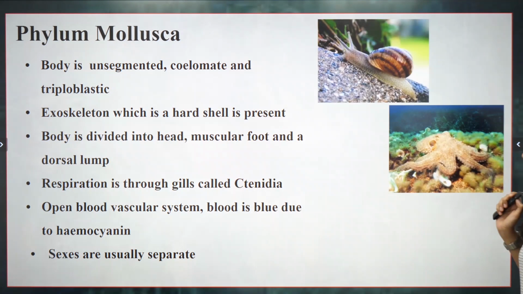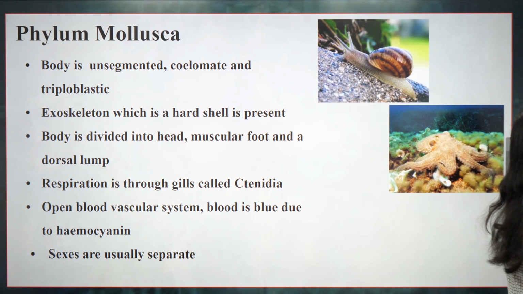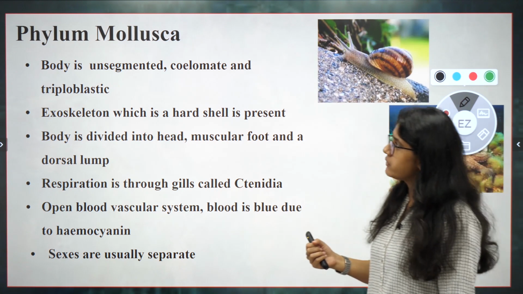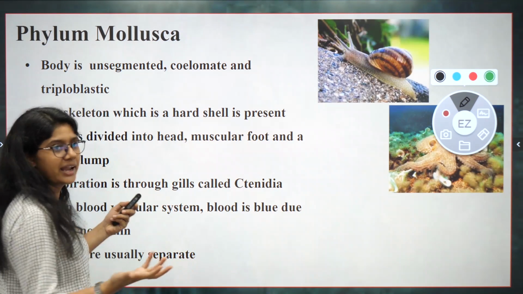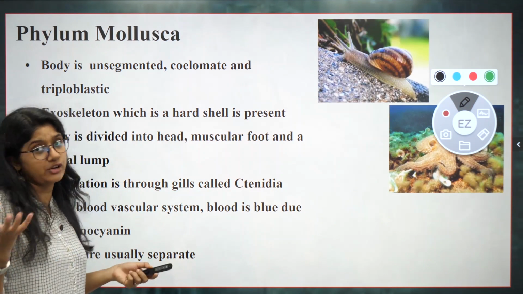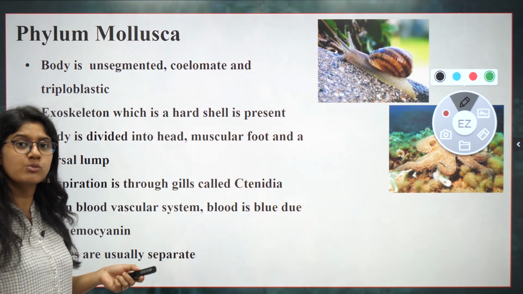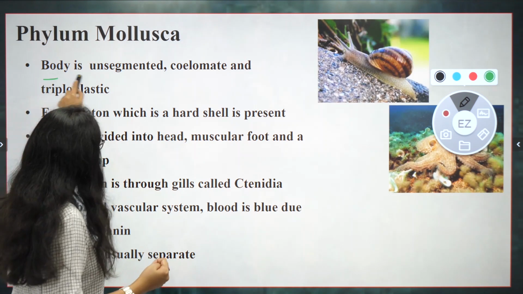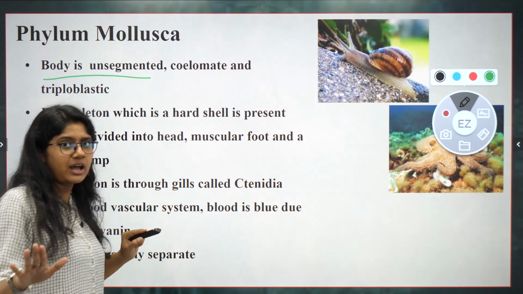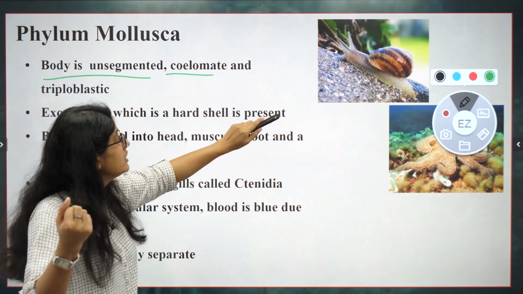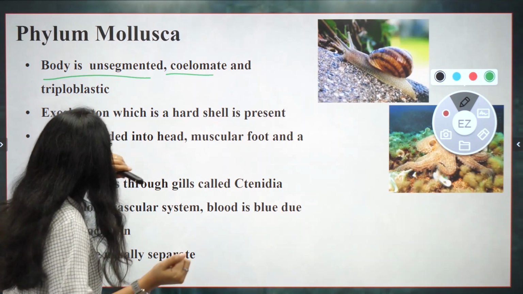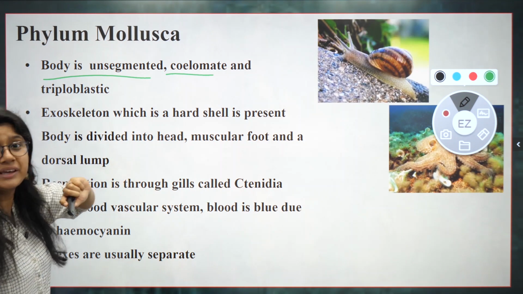Next, everyone, let's talk about the second largest phylum, which is Mollusca. Okay, they are mostly marine. Sometimes they are freshwater living animals also, but mostly marine. The body is unsegmented. They don't have any segments. Coelomate body, triploblastic in nature, bilateral. Over here you will be able to see which type of symmetry will be there.